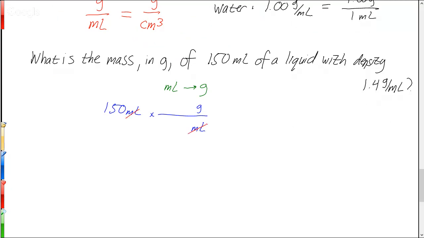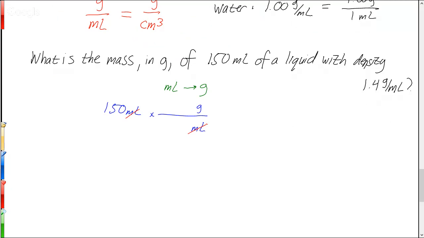Now a conversion factor between milliliters and grams, that's not really a conversion factor, that's the density. And the density is given as 1.4. So our last decision then is, where does that 1.4 go? Does it go with the grams or does it go with the milliliters? Yeah, it always goes with the grams.